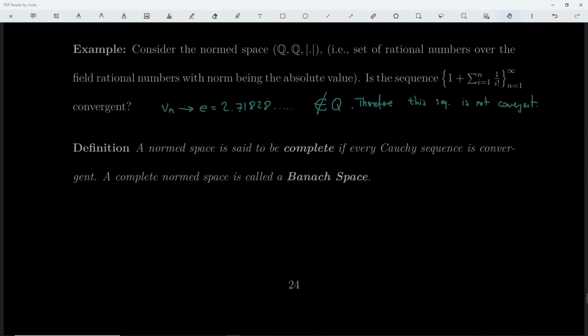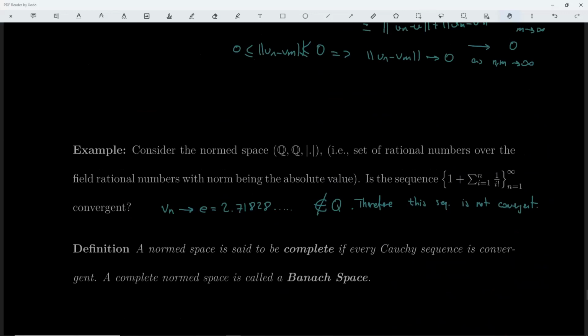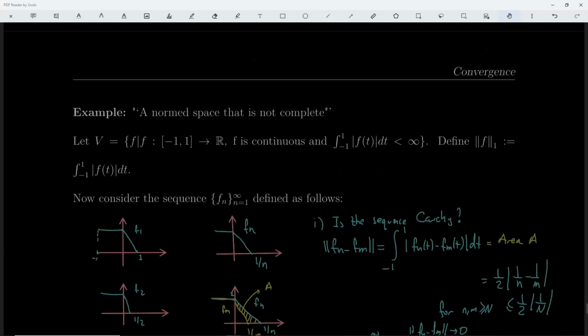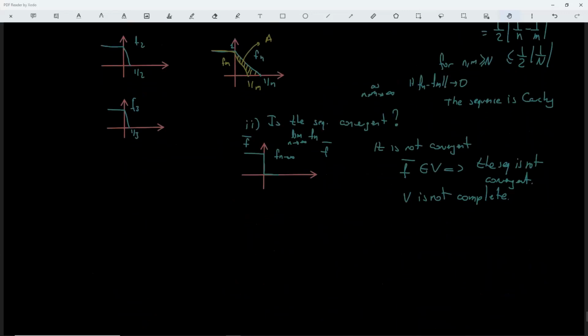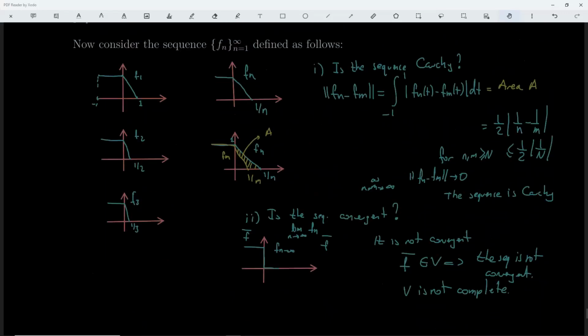Just like the example over here, right? Here, as n goes to infinity, we are getting to a number, but that number is an irrational number. And we start from the vector space of rational numbers, so the limit is not there, therefore it is also not complete. Okay. So that is the concept of convergence and Cauchy sequences. Any other questions?